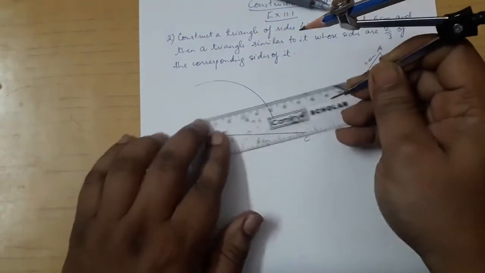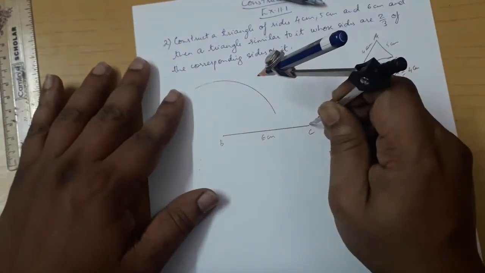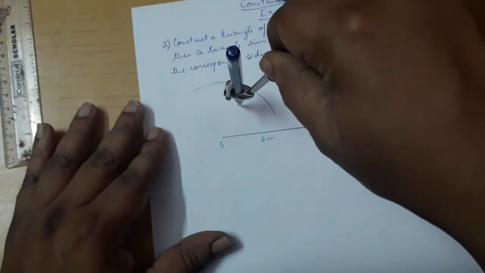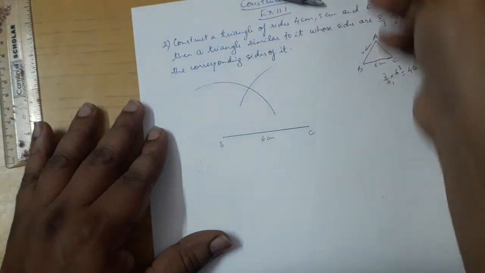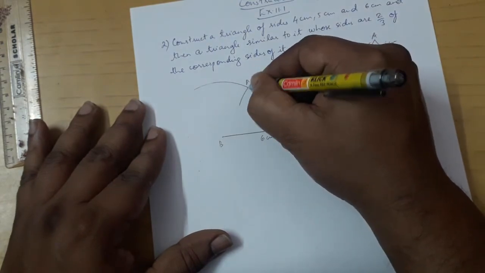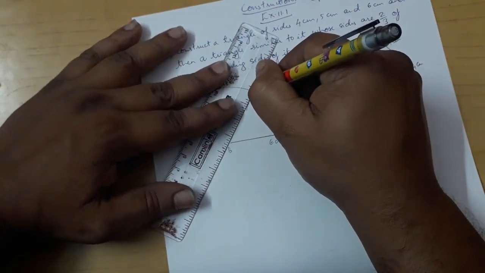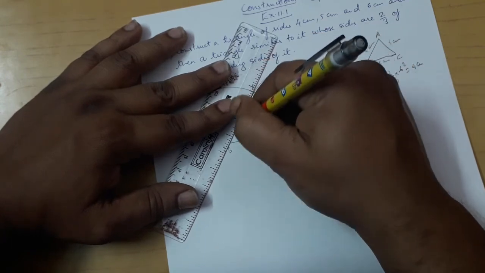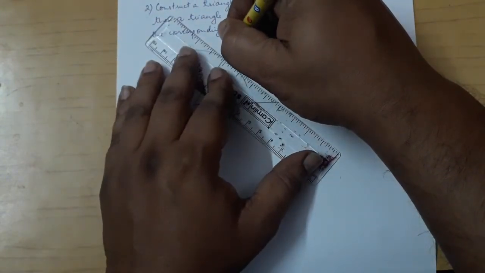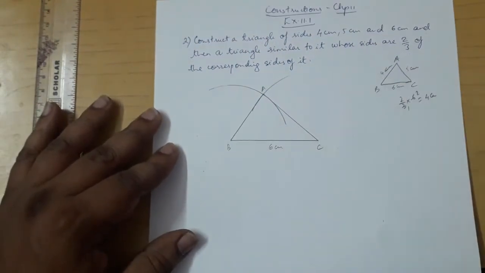So take the scale, measure 5 centimeters, then I'll keep it at C. I'll draw another arc in such a way that it intersects the arc drawn from B this way, and wherever the two arcs intersect, I'll mark that point as A, and I just need to connect A with B and A with C. There we go, and A to C. This way. So now we've got our triangle ABC.